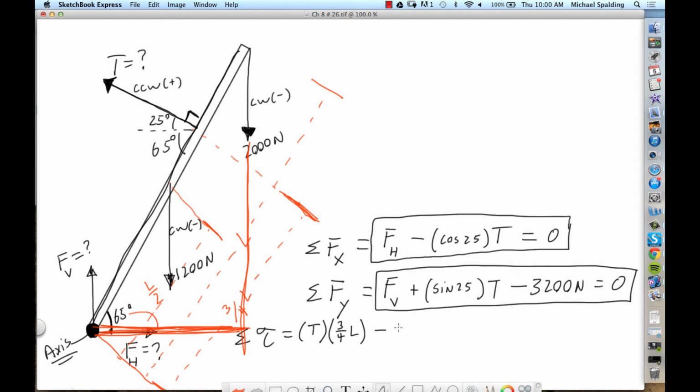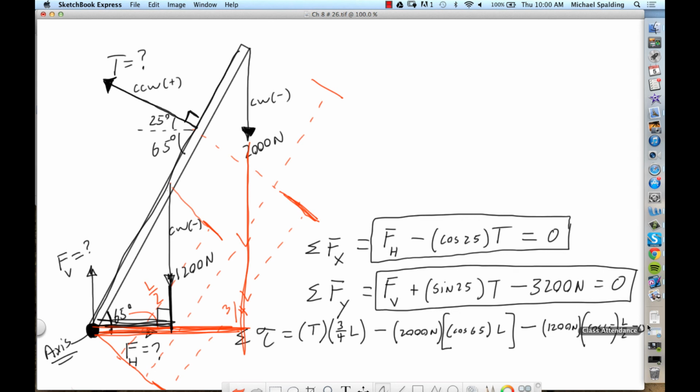So minus, the force is 2,000, and then what distance is perpendicular to that? Cosine 65L, right? It's this distance right here. That's perpendicular to the force. Okay. Then last one, minus, okay, 1,200. Drop the force down. What distance is perpendicular to that? Cosine 65L over 2. So this is going to be 1,200 times cosine 65L over 2.